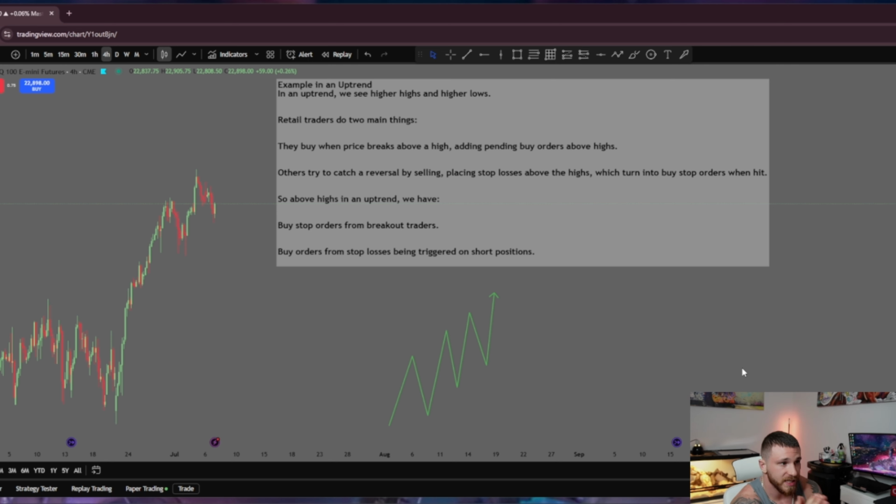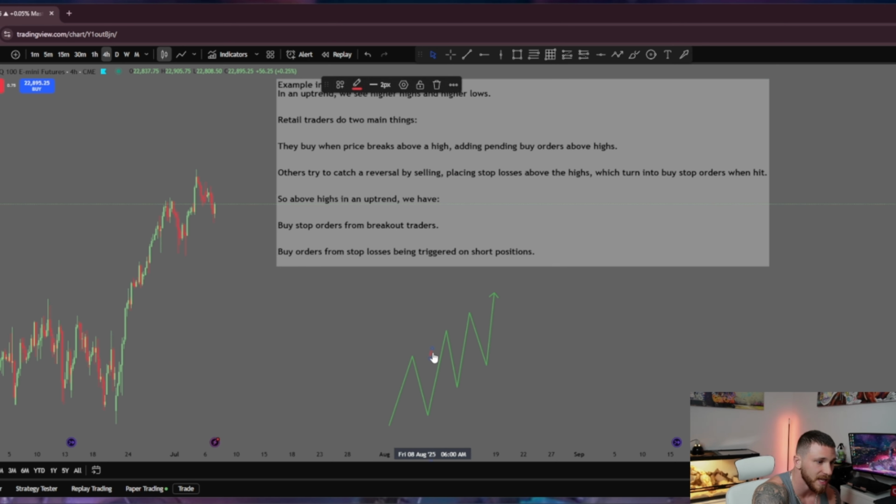So what we see, retail traders do two things. We're retail traders, right? They buy when price breaks above a high, like I was saying before. So when price breaks above this high, we have people pressing buy right here. They're adding pending buy orders above the highs. Others try to catch a reversal by selling, placing stop losses above the highs, which turn into buy stop orders when hit.